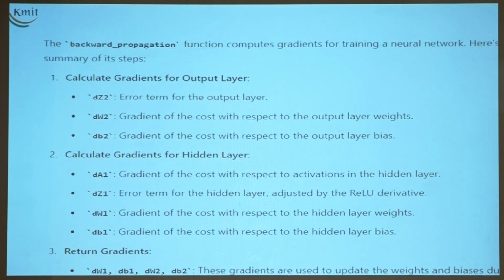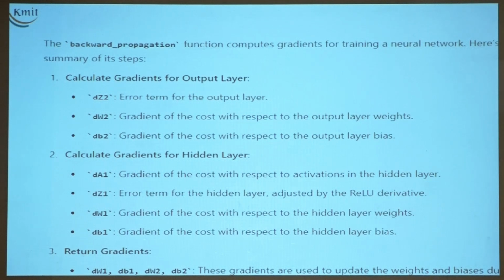As you can see, we have to calculate gradients for the output layer. When I go with backward propagation, I will start coming from output to hidden. For forward propagation, how did we do? Input to hidden, hidden to output. But when I go for backward propagation, how do we do that? Output to hidden and then hidden to input.